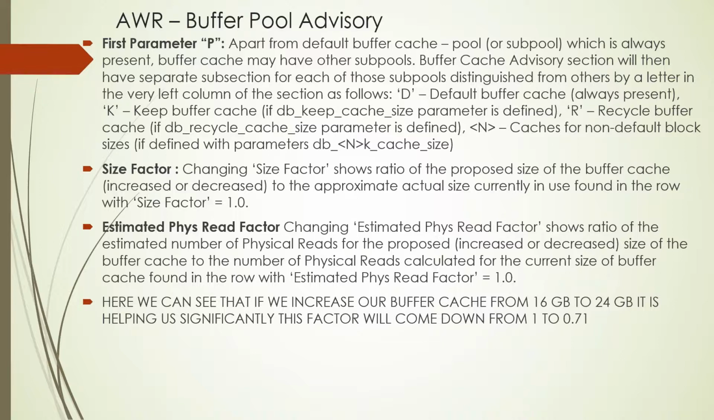So the next thing is you should look for the estimated physical reads factor. The estimated physical read factor should be 1. Okay, so right now, if we increase our buffer cache from 16 to 24 GB, it is helping us significantly. So this factor will come down from 1 to 171, but that is not that much required as of now.